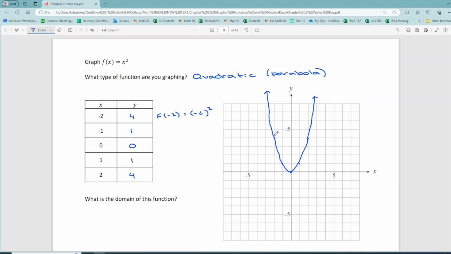What makes this a graph of a parabola, or what makes it a quadratic function, is that the highest exponent is 2. So again, another example of a quadratic function could be something like 3x squared plus 2x minus 1. But again, the highest exponent is 2. And when the highest exponent is 2, I'm expecting this parabolic shape or quadratic function. What is the domain? Well, what was I doing to x? I was squaring it. There's nothing I can't square as long as it's a real number. So again, it's negative infinity to infinity.